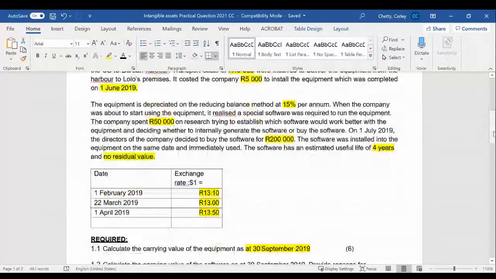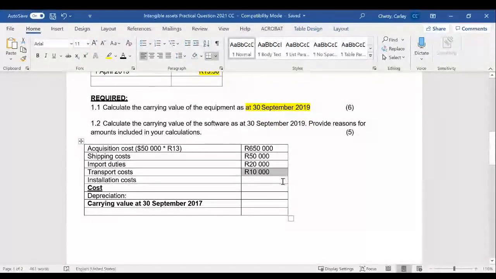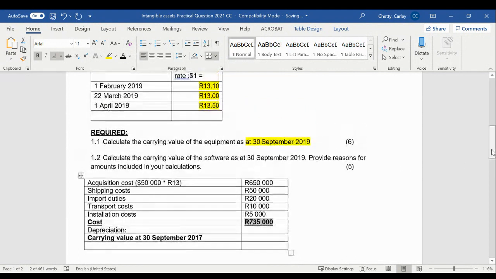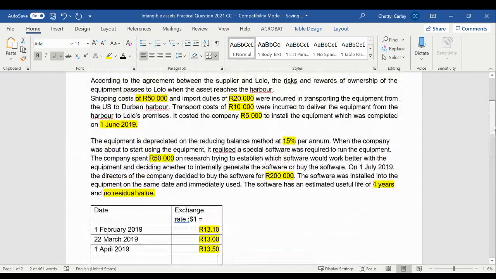So let's have a look once we include it, what the cost of our asset is going to be. So who can give me, once we add up all of these costs, what the total cost of the asset will be? Okay, you guys are correct. The cost of the asset, once we have taken all of these costs into account, is going to be 735,000 Rand. Now that we have the cost, we need to calculate the depreciation.